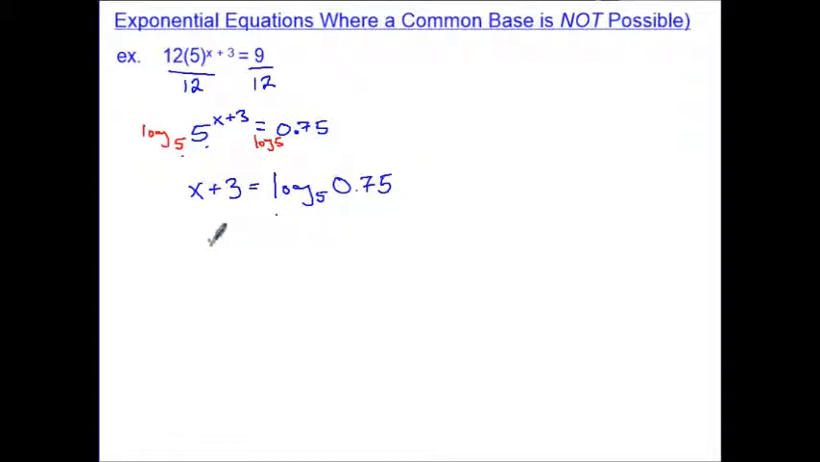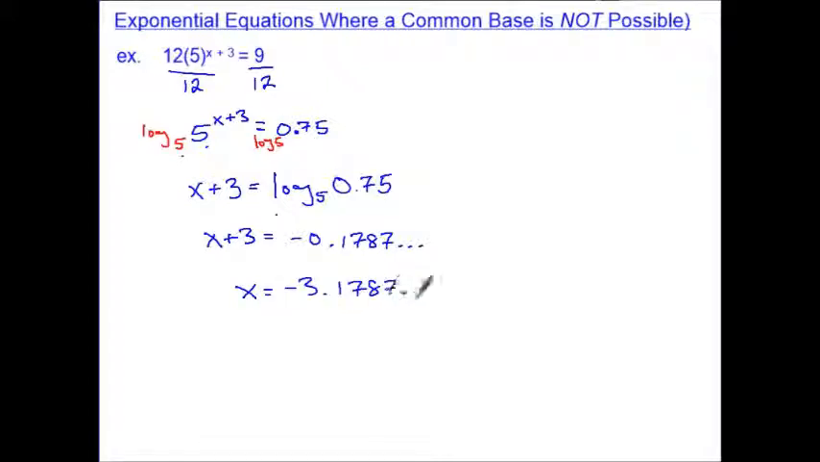But choose your own method. But at this point I've got x plus 3, and then again I can use my change of base formula or whatever, and this works out to be negative 0.1787 and a whole bunch of icky decimals. Alright, so at this point of course I just have to subtract 3 from both sides, so I get x equals negative 3 point icky decimal.